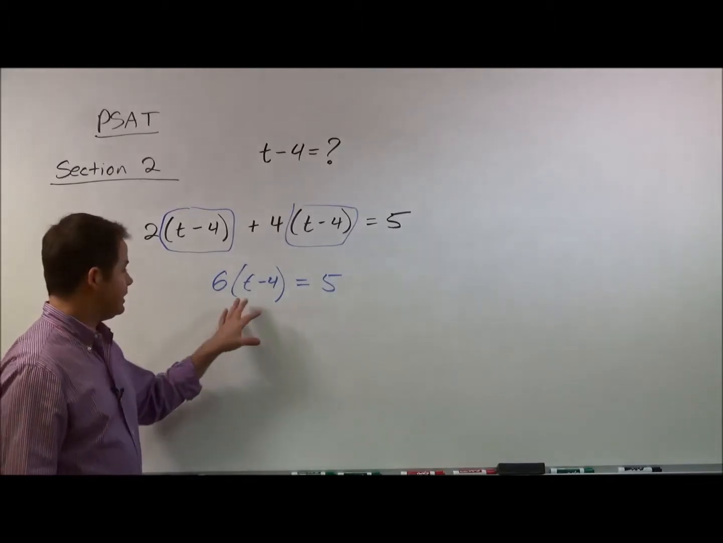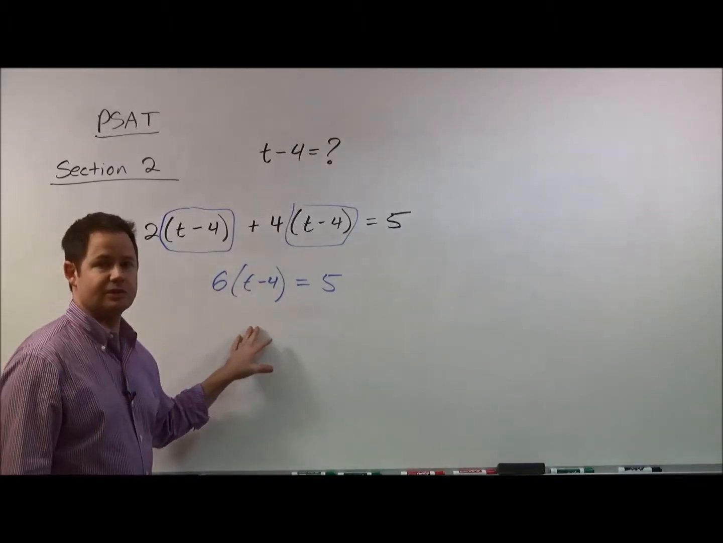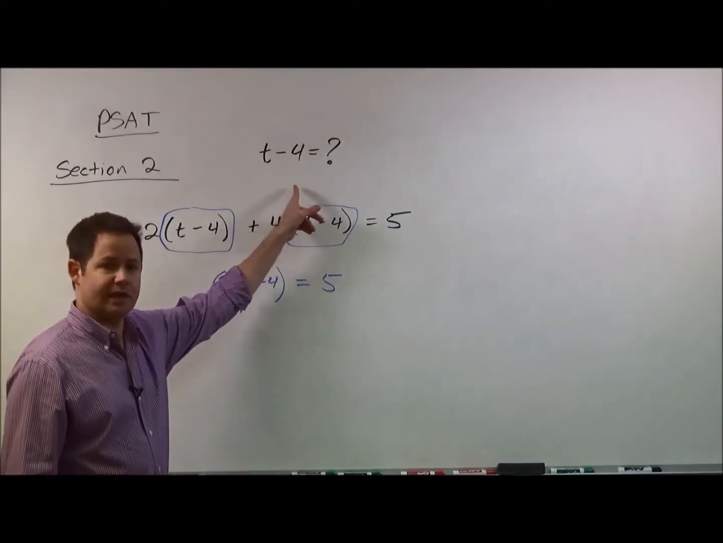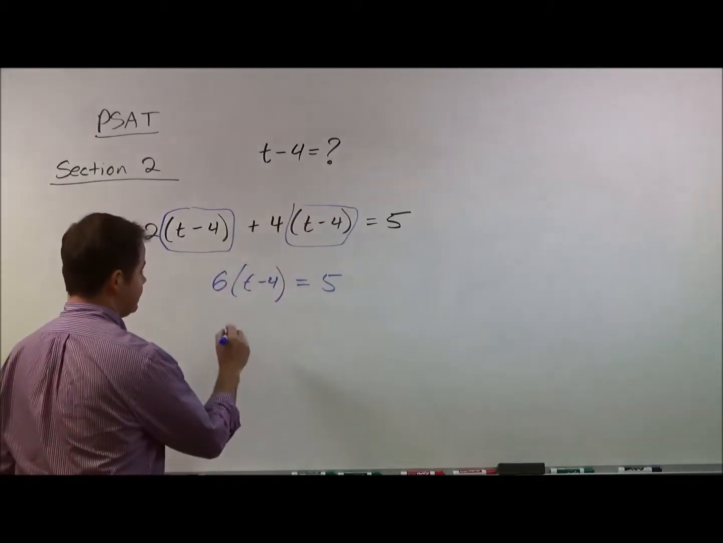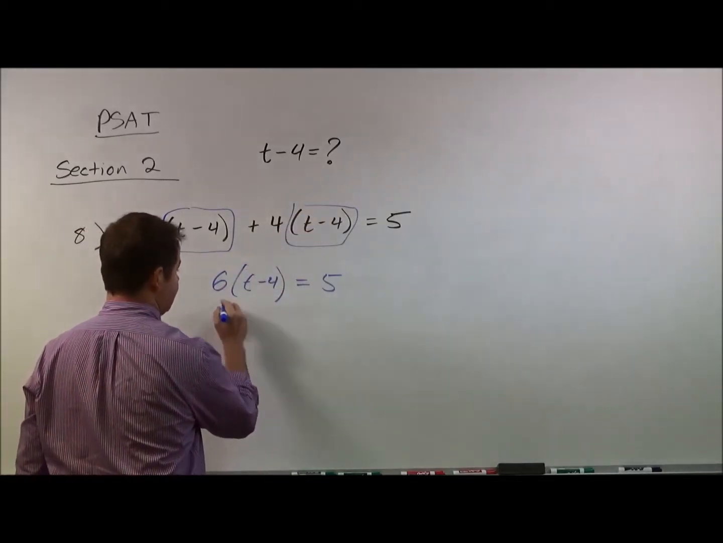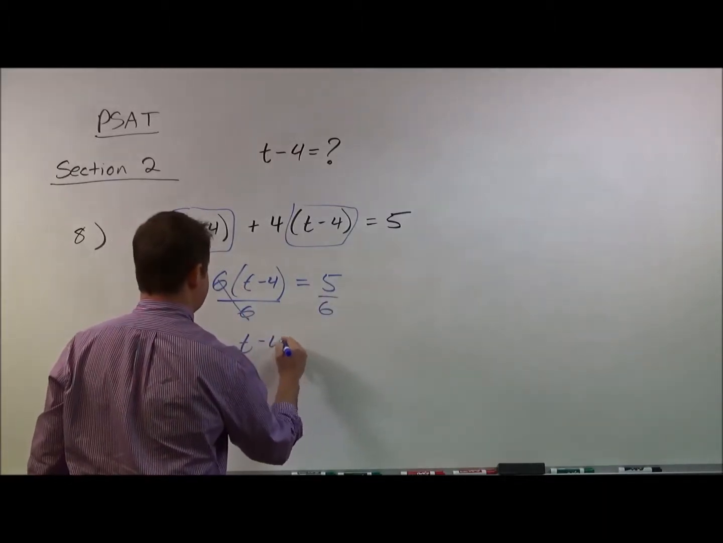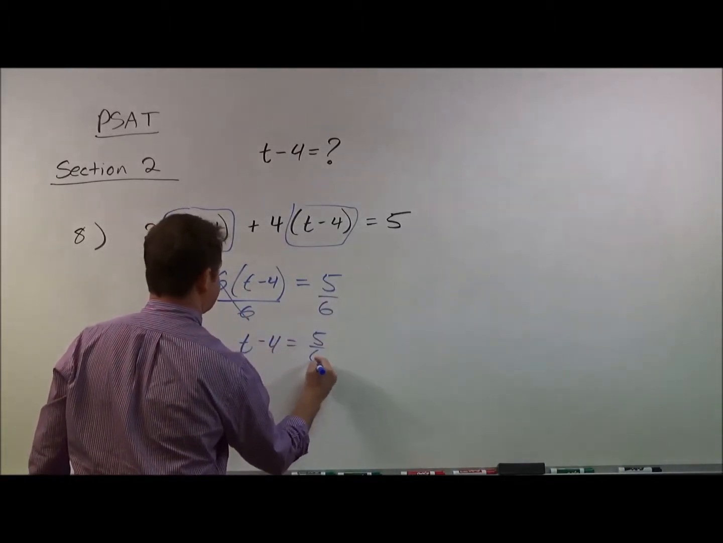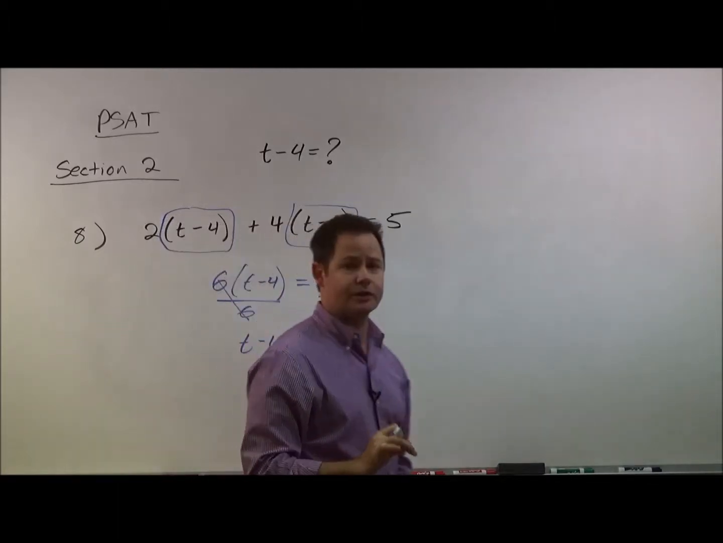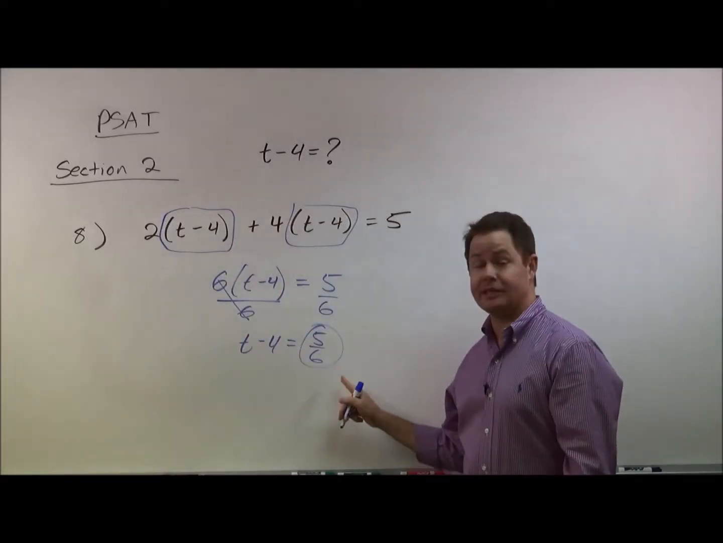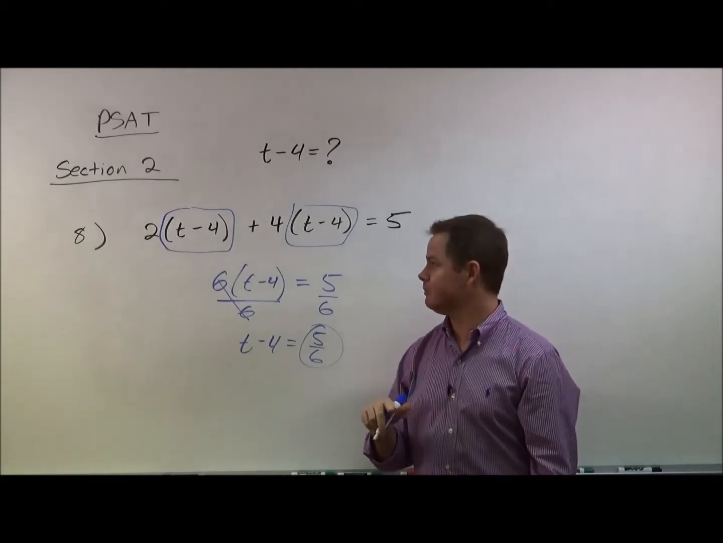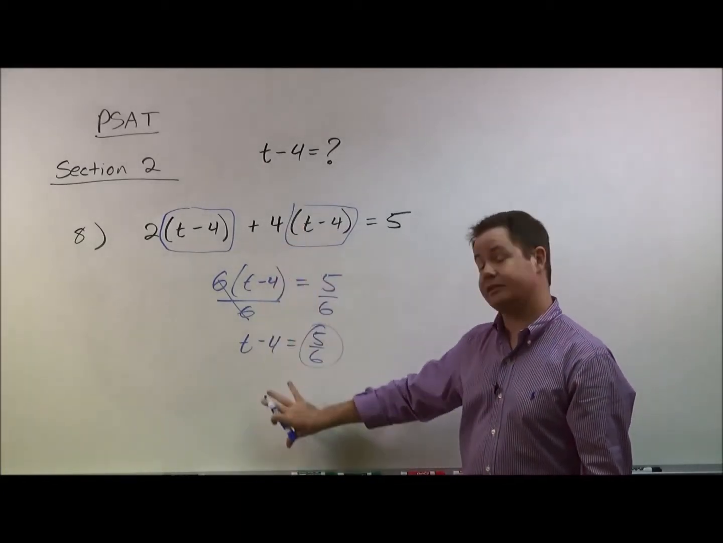And then here, instead of having to distribute the 6 and solve for t, if we notice the question's asking for t minus 4, we can simply divide both sides by 6 in this step, and we're left with t minus 4 equals 5 over 6. So 5 over 6 is what we were hoping to get. We got the same answer using the Sanderson test prep method, but look how much faster we did that.